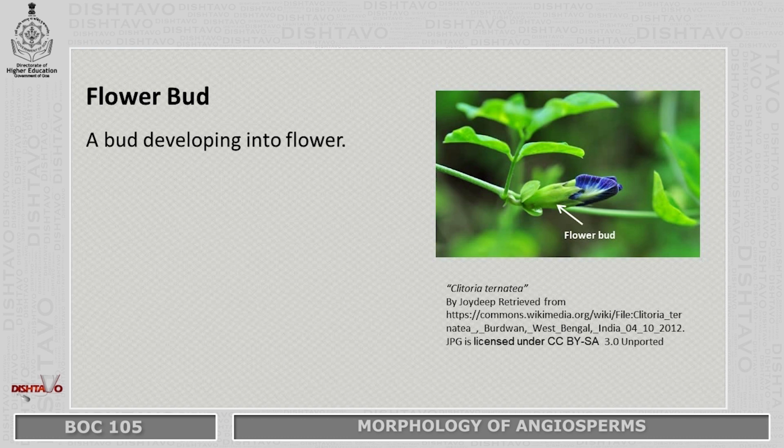Under accessory bud, we have seen two types of buds, that is collateral and superimposed or serial bud. As I already mentioned, collateral buds are the ones which are found on the lateral sides of the axillary bud, and superimposed or serial buds are the ones which are found above the axillary bud.